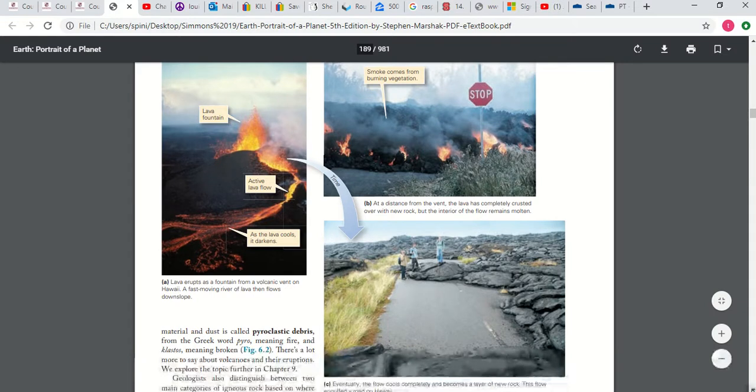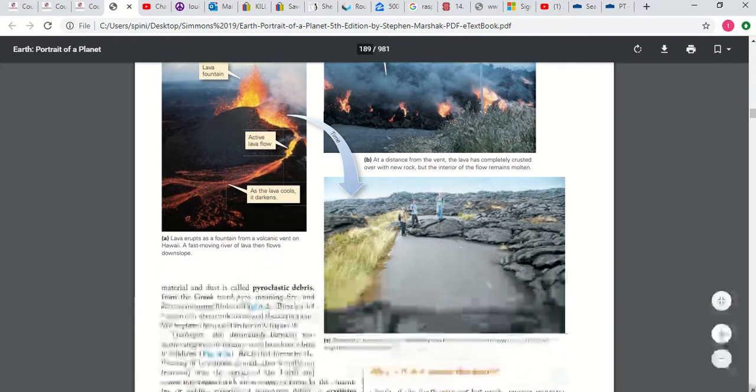And again, it sometimes goes very quickly when it's very hot, but as it cools, as you can imagine, it begins to slow down. We say it gets more viscous. We'll talk about that a little bit later. And this is called pyroclastic debris.